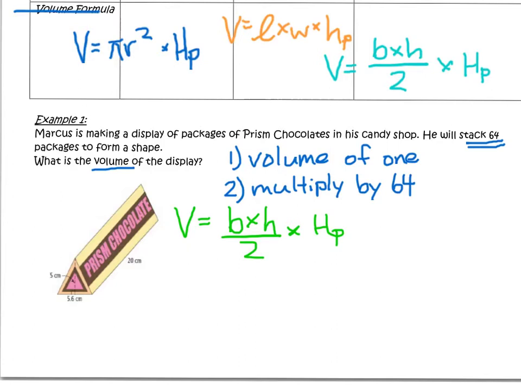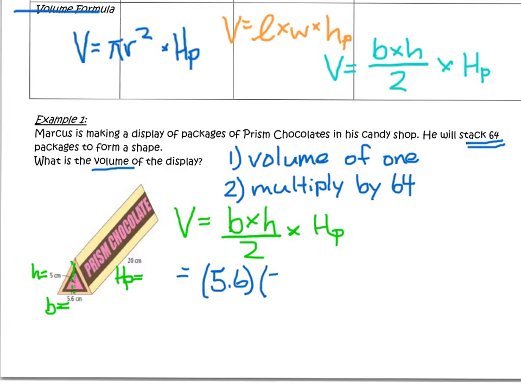Jenna, what would be the base for this question? 5.6. Base would be 5.6. What would be the height? The height would be 5, and the height of the prism, Jenna? 20. That one would be 20. So this time you're given it directly on the sheet so you can label which one is which. Again, that little dotted line tells us that that's the height of the triangle, in which it's lowercase h. Then you can just plug in your numbers into your formula.